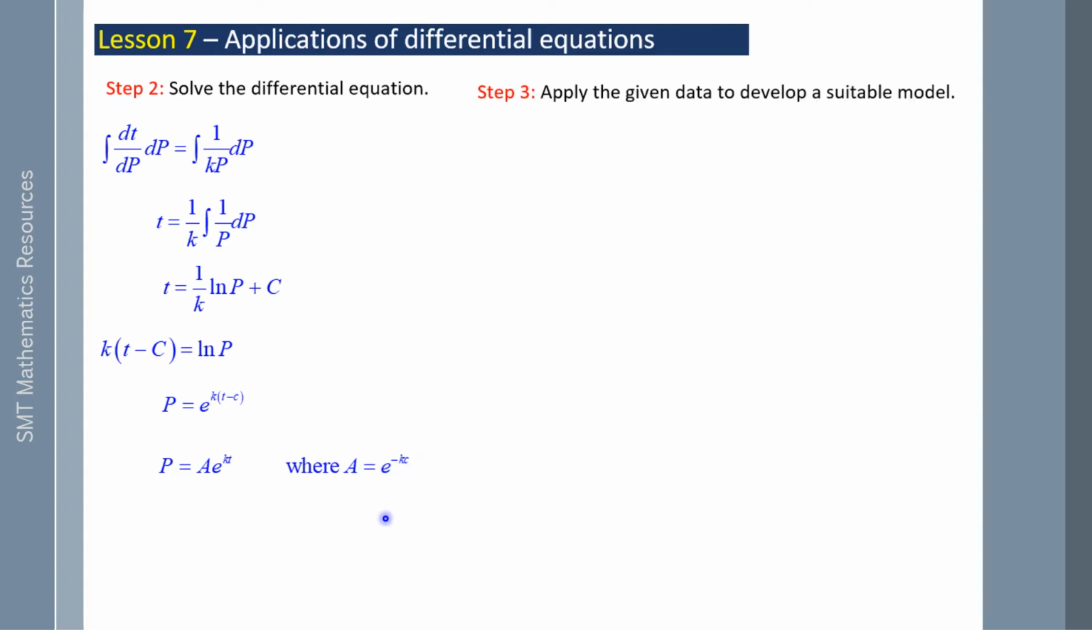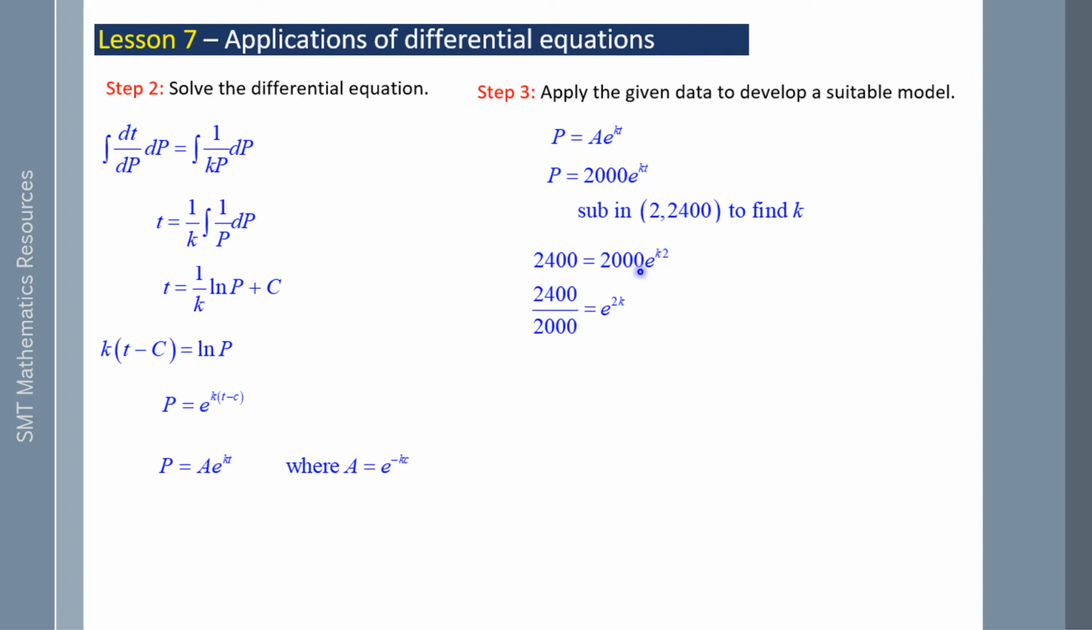Step 3 is apply the given data to develop a suitable model. So we have p equals a e to the kt. Initially, we have 2,000. 2,000 is our a, and if we want to find out the parameter k here, we can sub in 2, because at 2 years later the population was 2,400. So if we let p equal 2,400 and sub in a 2 for our t, we can now rearrange. We divide both sides by 2,000, take the natural log of both sides, and then because of this 2k, we'll divide by 2. So k equals 1/2 ln 1.2, which is approximately 0.0912.